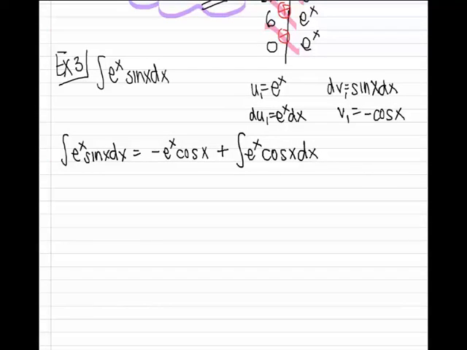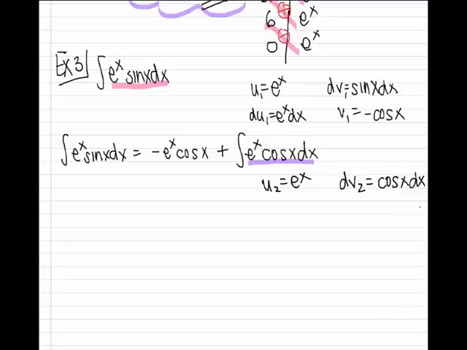I still can't integrate this. I had an e to the x sine x, now I have an e to the x cosine x. So I'm going to do integration by parts one more time. But I'm going to let u this time be e to the x, and my dv will be cosine x.